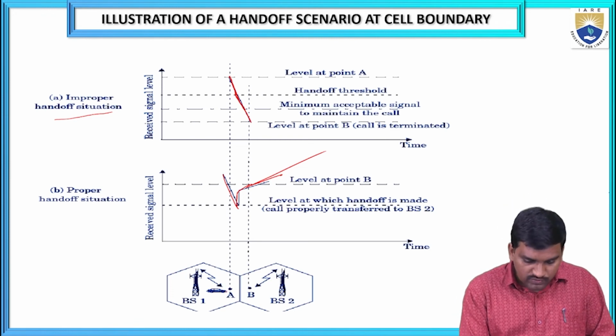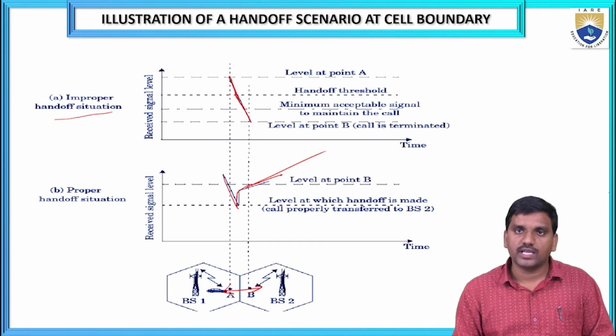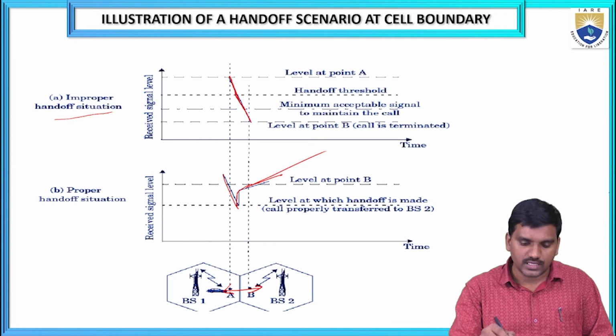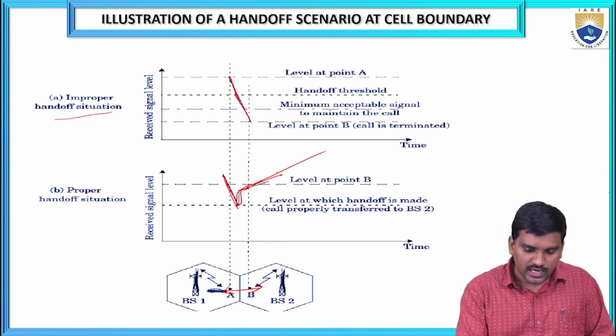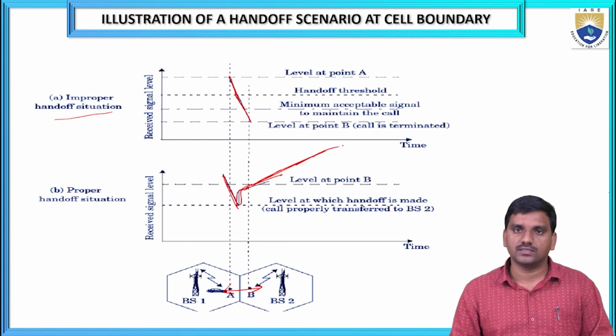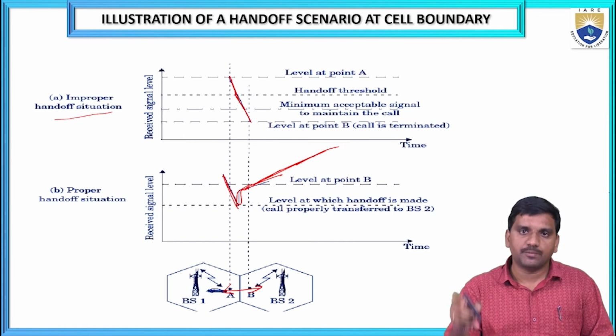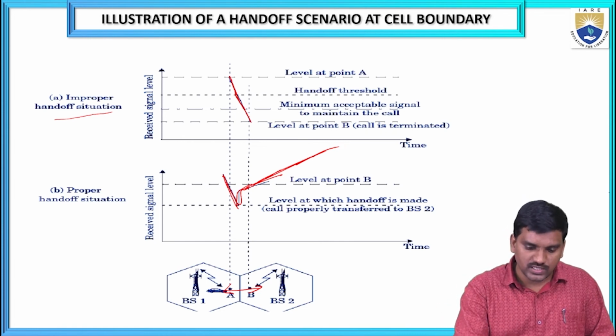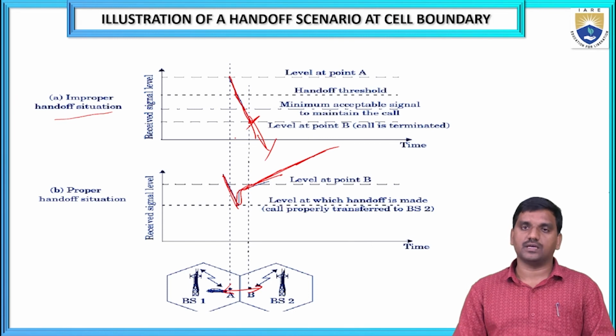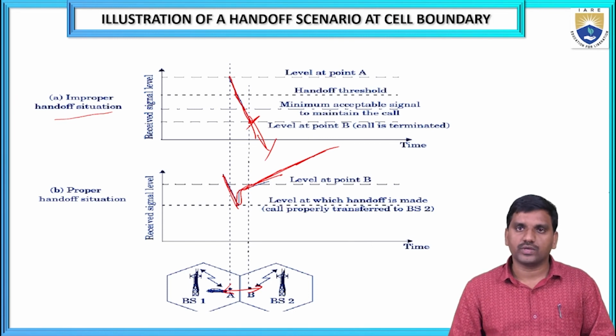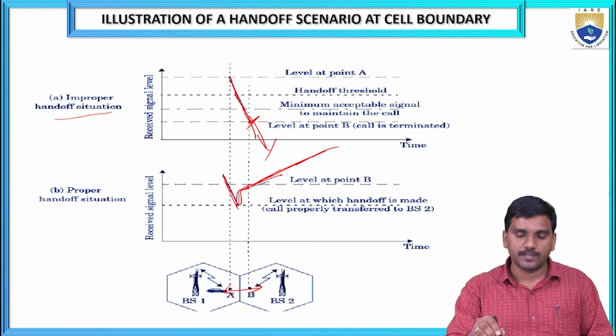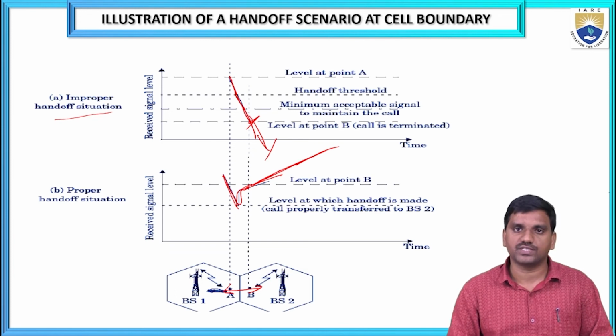So a car is moving from A to B. If you maintain a proper handoff situation, the signal will automatically transfer to another base station. If you maintain an improper handoff situation, the call is terminated at point B. Okay, so this is the differentiation between the proper handoff situation and improper handoff situation.